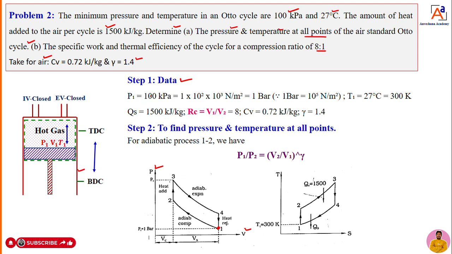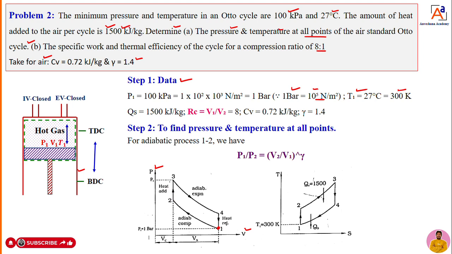The minimum pressure he has given is 100 kilopascal. That is 1 bar actually. So what is 1 bar? 1 bar is equal to 10 to the power of 5 Newton per meter square, and 1 pascal is equal to 1 Newton per meter square. That he has given. What is temperature? Minimum temperature also he has given, that is 27 degrees Celsius. Converted into Kelvin, that becomes 300 Kelvin.